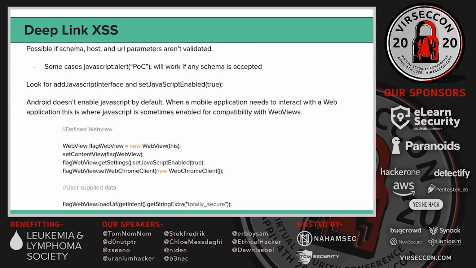So when a mobile application needs to interact with a web application, this is where JavaScript is sometimes enabled for compatibility with web views. So when you see a web view, always check for JavaScript interfaces and JavaScript enabled. As you can see here, I explain what a defined web view looks like in Java, and what the user supplied data could be, which is a getStringExtra.